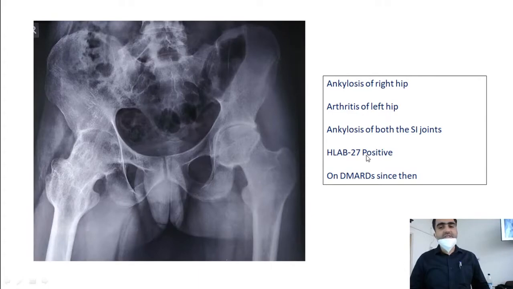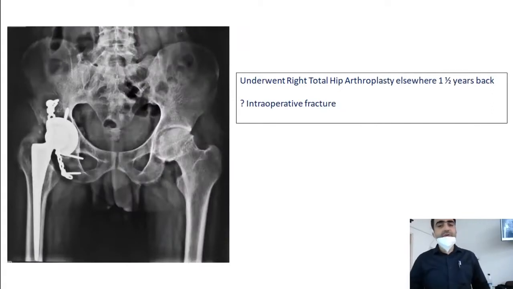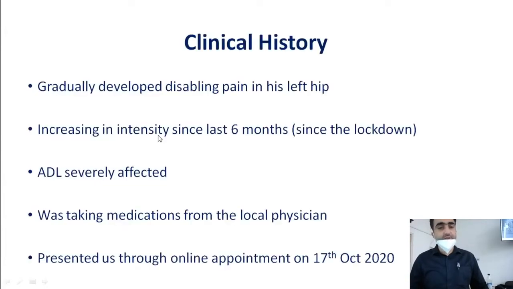On further investigations, the patient turned out to be HLA-B27 positive, which is a marker of ankylosing spondylitis. The patient was on DMARDs since then. The patient underwent right total hip arthroplasty elsewhere, outside, 1.5 years back. There were no records of why this plate was put, but it seems to have been due to some intraoperative complications in the form of acetabular fractures, for which this posterior plating of the acetabulum was done. Further, the patient had a secondary osteoarthritis in the left hip, which we will discuss further.